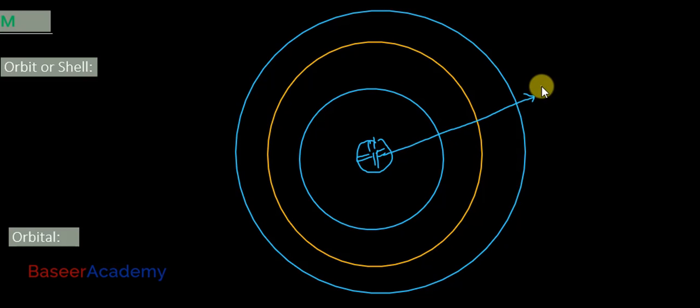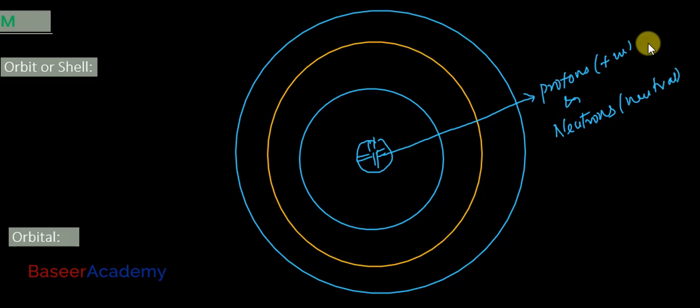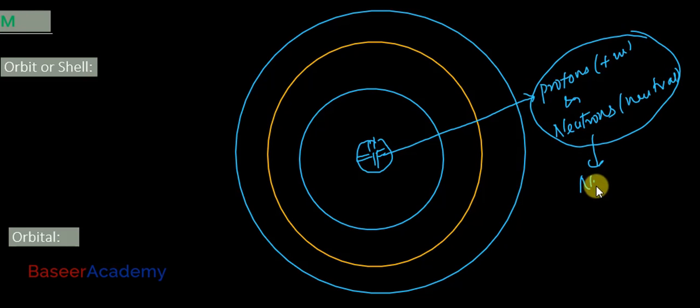And the nucleus is made up of protons and neutrons. Protons have a positive charge. Neutrons do not have any charge. We say that they don't have any charge. They are neutral. These protons and neutrons together are known as nucleons because they reside inside the nucleus. Since protons and neutrons are inside the nucleus, we call them nucleons.